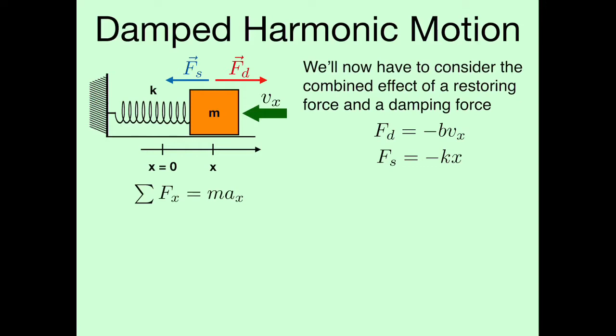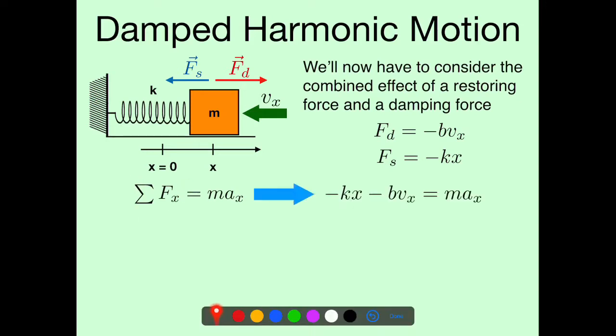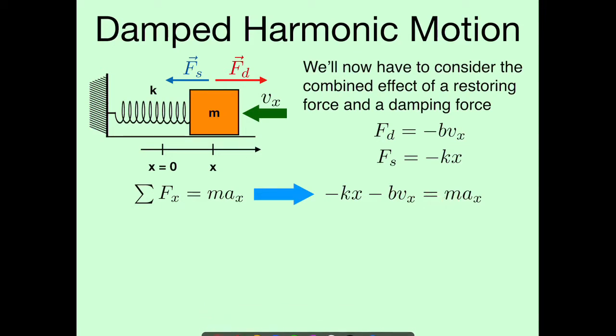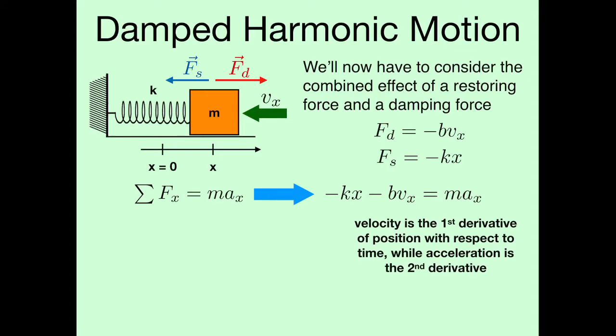So if we apply F equals ma, Newton's second law, in the x direction, here's what we'll get. Those two forces that we add together on the left side of the equation are minus kx and minus b times vx. That should equal m times ax. But also remember that velocity is the first derivative of position with respect to time, and acceleration is the second derivative of position with respect to time.